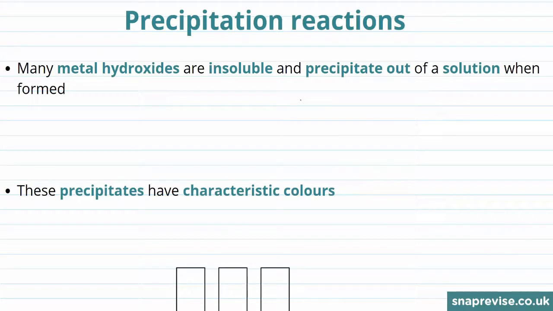Another set of useful tests is based on precipitation reactions. These are possible due to the fact that many metal hydroxides are insoluble and will therefore precipitate out of a solution when they are formed. Precipitate just means that they will form a solid and come out of the solution.